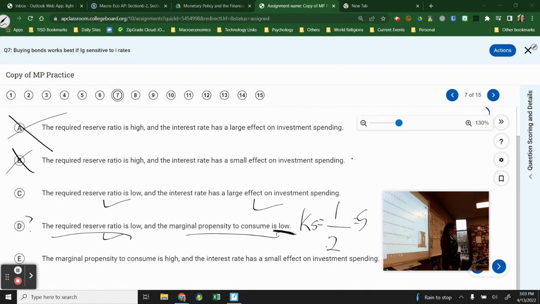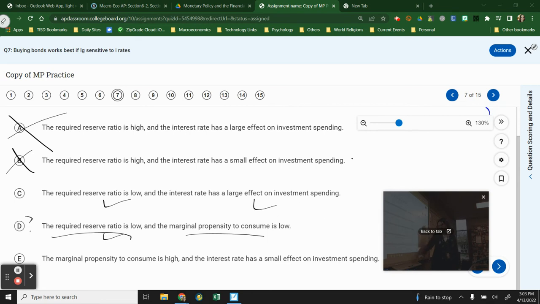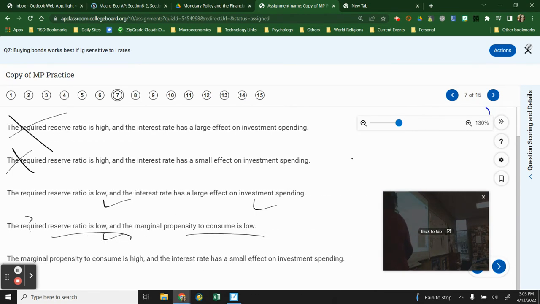Did I say that right? Yeah. Okay. Sounds right. MPC is high. Okay, people are spending lots of money. But the interest rate has a small impact. And we're looking for greatest impact, so it's going to be C. And only C. D's close. But that whole thing of people not spending is not going to have a good, big impact on GDP.